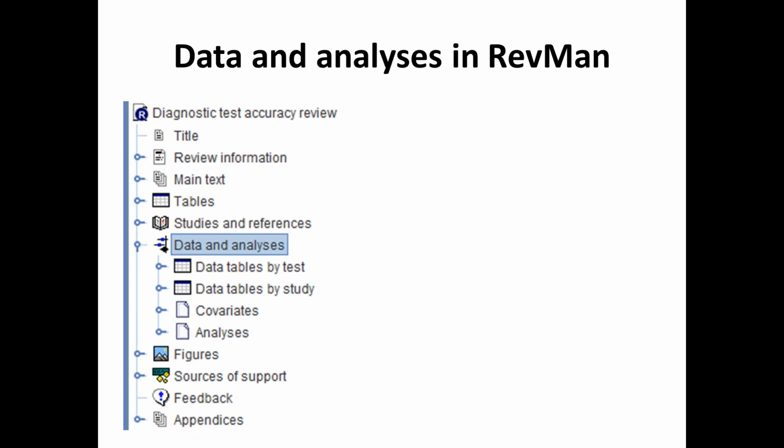So this is what the window looks like in RevMan. We've got the data analysis window, and it's different to how it's organized for intervention reviews, because with intervention reviews, you enter your data and your analysis is taken care of in RevMan. But for DTA reviews, entering the data is separate from the analysis. So you enter your data and then you have to create the type of analysis that you want.